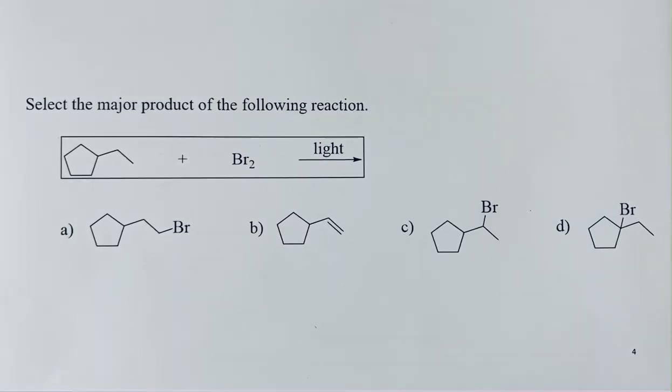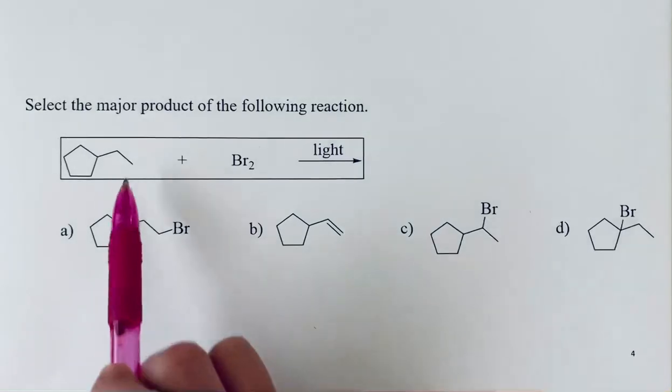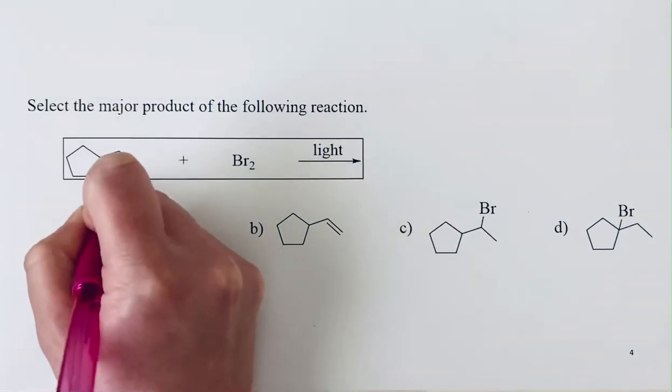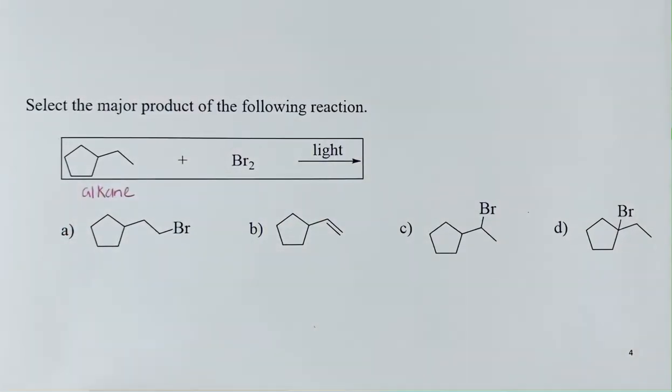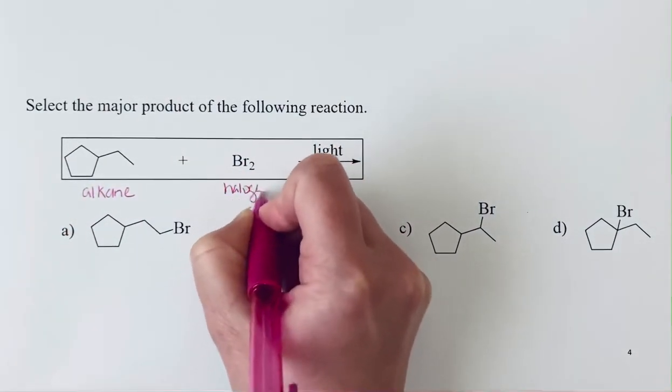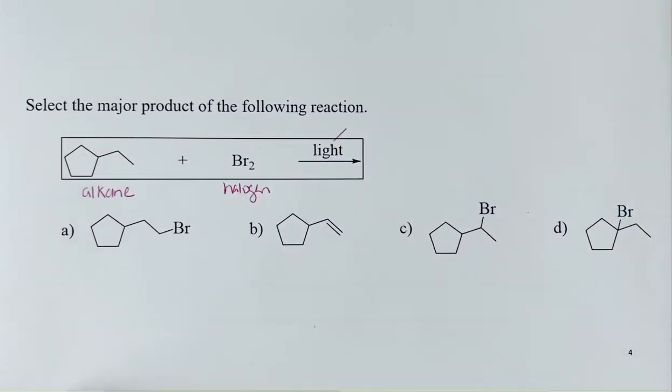Select the major product of the following reaction. So in looking at this reaction, to decide what sort of reaction it's going to be, we want to look at what we are reacting. As a starting material, we see that we have an alkane. And we see that we are reacting this with molecular bromine, a halogen, and we're using light.